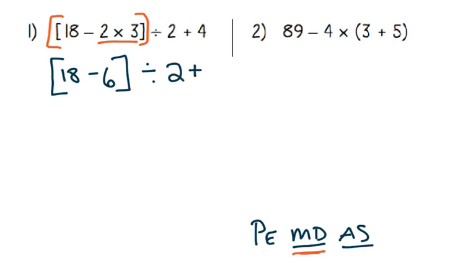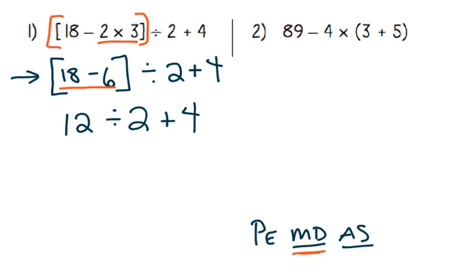If you wonder, why do I have to rewrite all that? It's because as the problems get longer, it becomes harder to keep track of what you're doing. So if you just rewrite it, you always have a new problem to look at, and you know exactly what you're supposed to do. We still have to start in the grouping symbols, so we still have to go with 18 minus 6, and we get 12 divided by 2 plus 4.